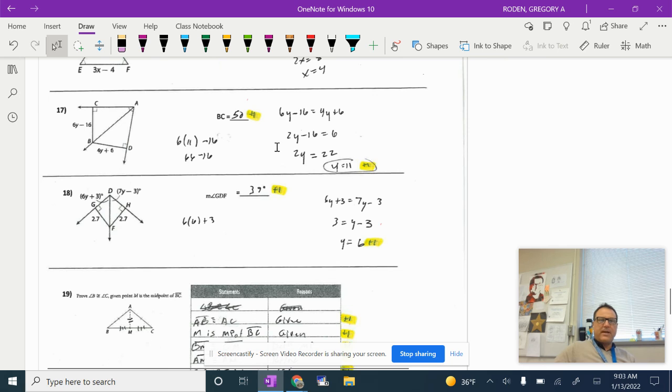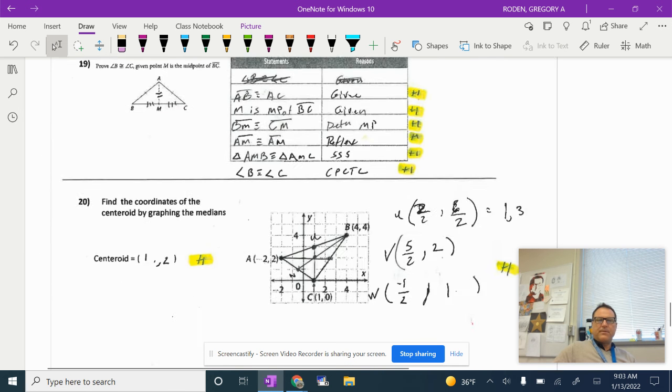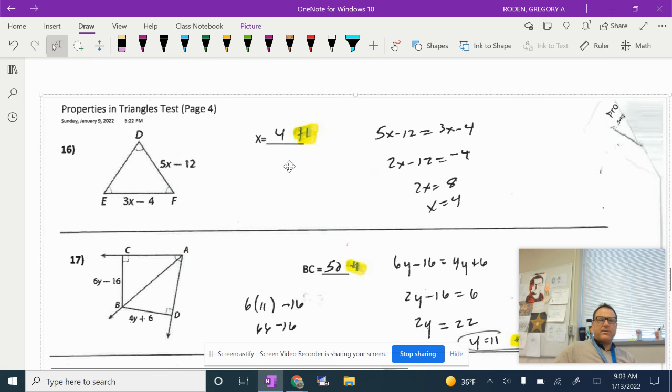All right, I think we're on the last page here. Okay, let me move this down a little bit. Move this over. All right, so number 16.